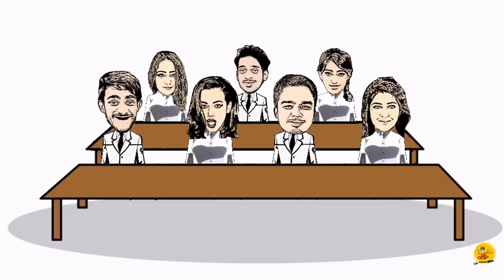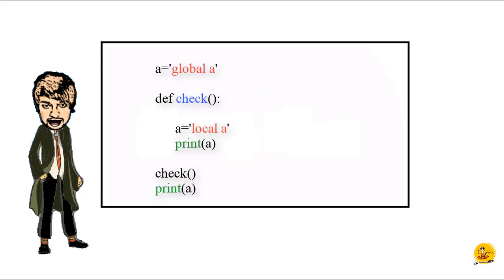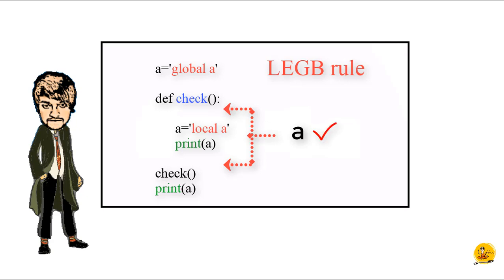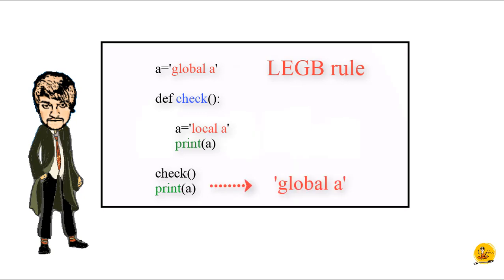Any question, class? My question: why is the function taking the value of A as local A when we have a global A? Good question, Tamta. The reason it happened is because Python uses the LEGB rule. First, it will check A in the local scope. Since variable A is found inside the check function, it will print the output as local A. Then after it comes outside and prints global A.